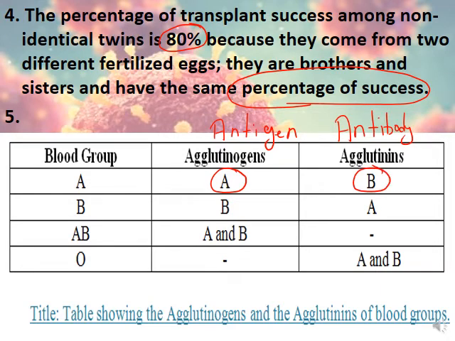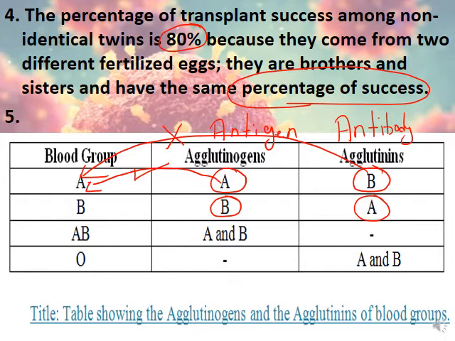Blood group B has antigen B, while it has antibody different from B, so it's going to be A. So always the antibody is opposite. B and A are opposite, while antigens are the same. So always the antigens are similar to the blood group, while antibodies are the opposite.